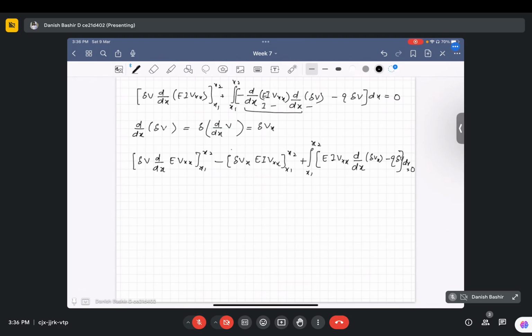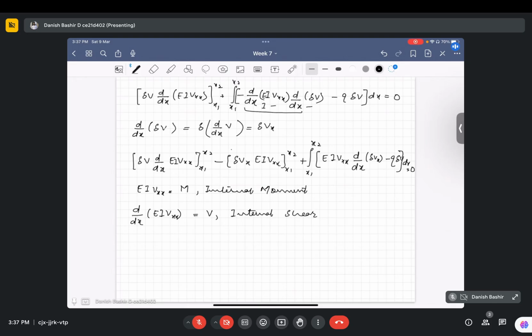A very long expression. Now we have to use terms like EI vxx. In the place of EI vxx we have to write M, that is the internal moment. In place of d by dx of EI vxx we have to write V, because that is the formula for internal shear. I showed you this earlier.